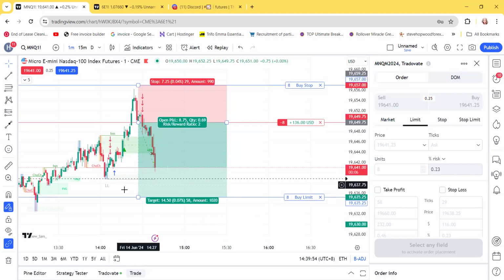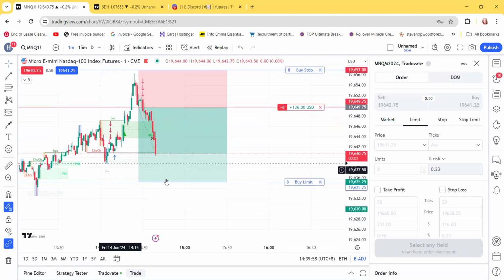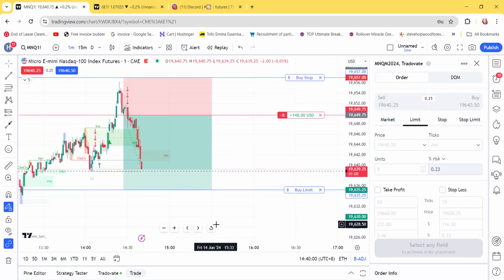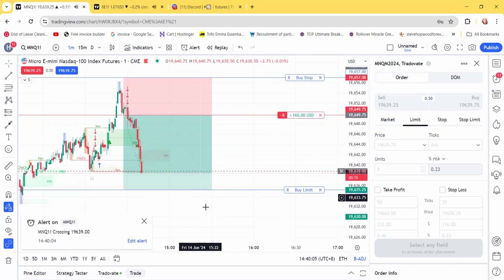Okay, so not far off this first level of liquidity that's resting here. I do believe the TP should be fine, so I'm just going to leave it as is. We can see we're now coming to this first level, and our second level's down here.